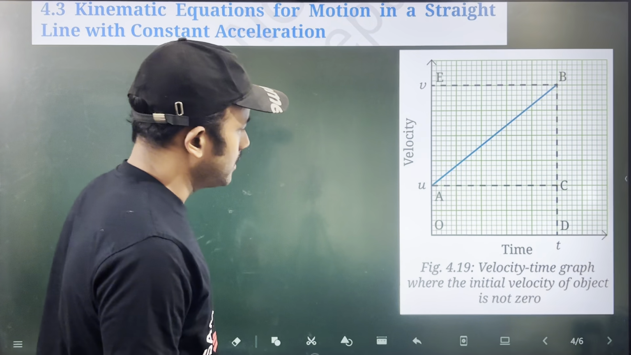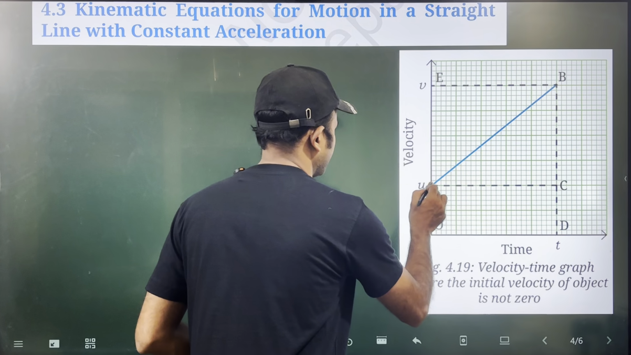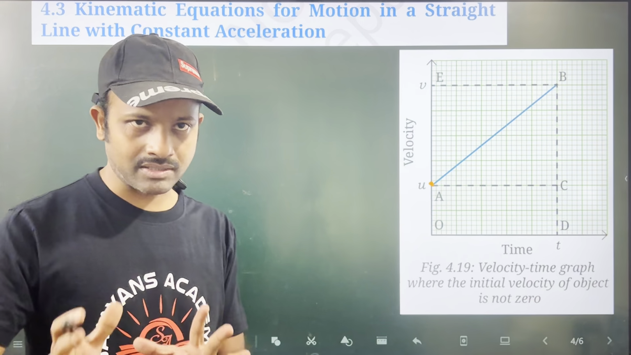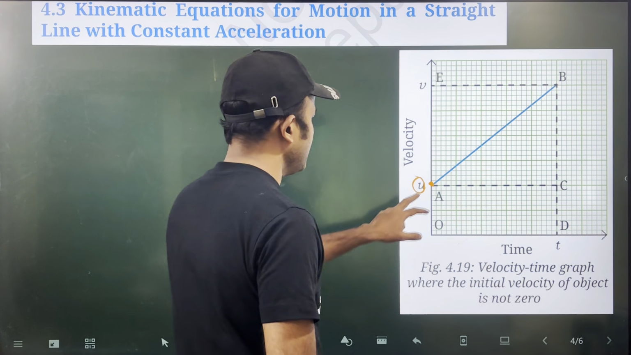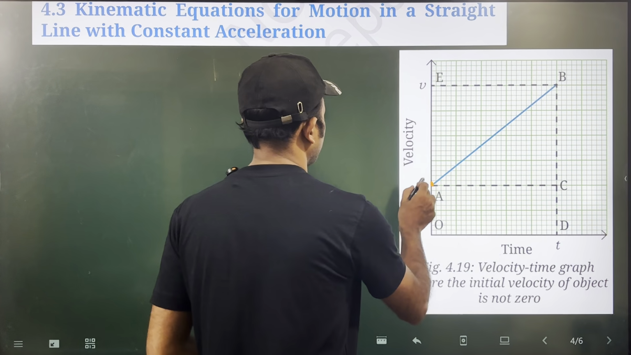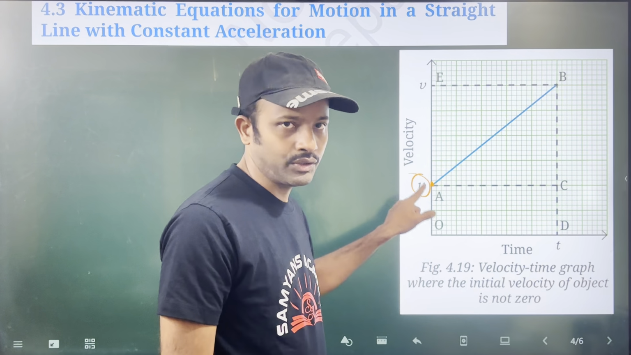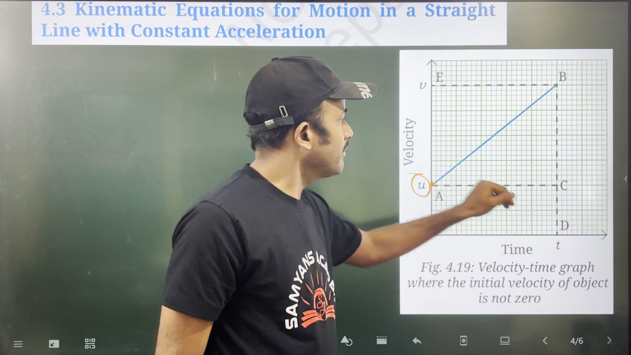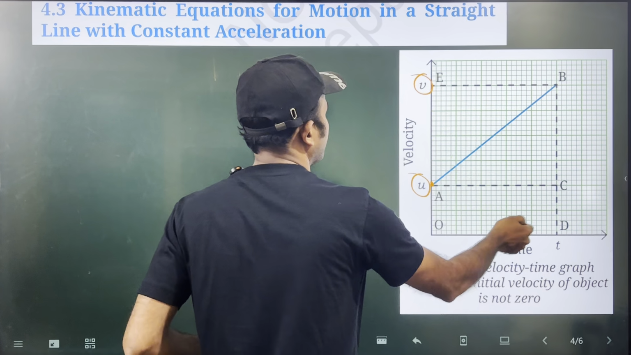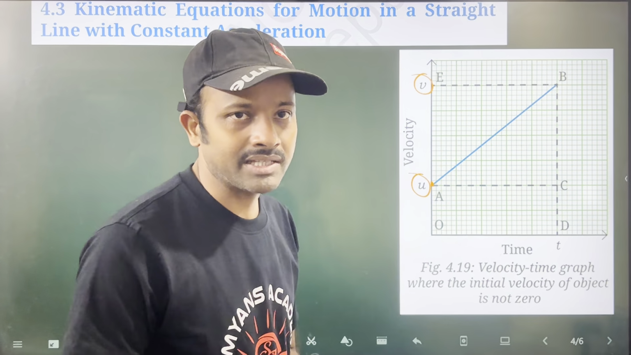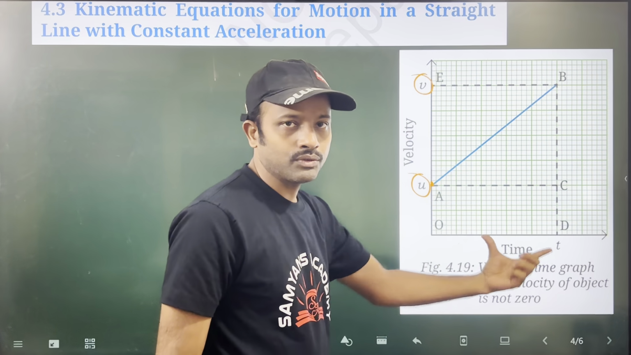So now you see at time 0 seconds, our object has some velocity. Your vehicle has some velocity. Let us say u is the initial velocity of your vehicle. Whenever you start observation, at that time the vehicle velocity is u. After some time t, the vehicle velocity increases constantly up to v, during this time 0 to t seconds.